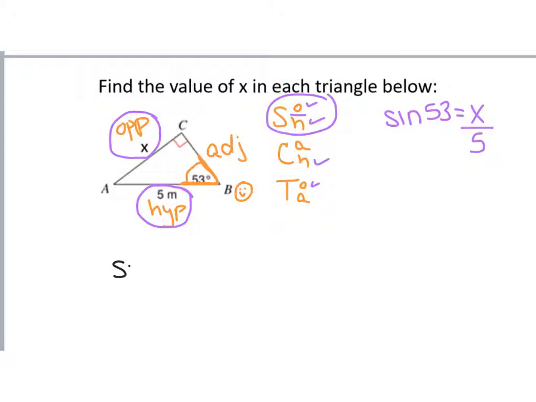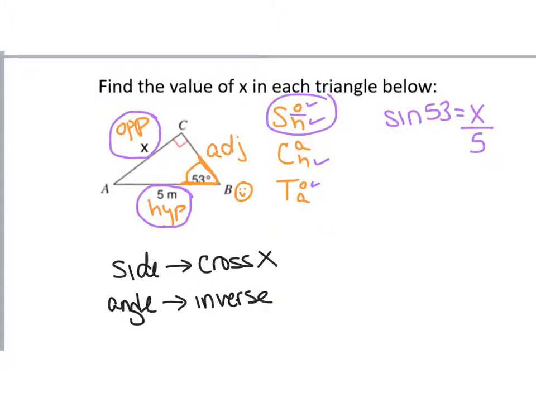Again, remember, if I'm looking for a side, I'm going to cross multiply. And if I'm looking for an angle, I'm going to inverse. So in this case, I'm trying to find x, which is an opposite side. So I'm going to cross multiply. X times 1 is x equals 5 times the sine of 53.